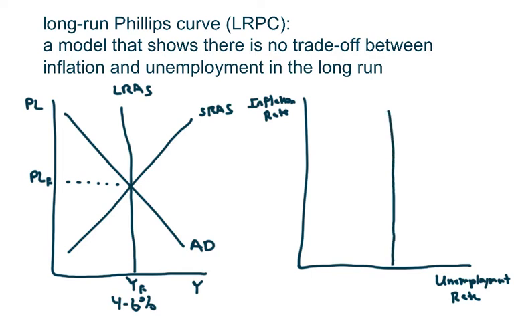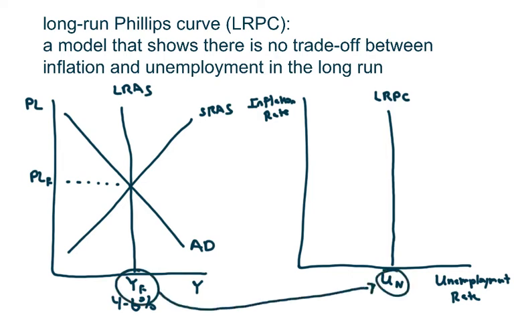It's going to look like this. It's going to be vertical, just like the long run aggregate supply curve, because it's showing that it doesn't matter what inflation is, you're still going to be at that natural rate of unemployment. We'll call this UN for the natural rate of unemployment. So when the LRPC curve hits the x-axis, that's the natural rate of unemployment. That's what's associated with YF. These two values are connected: it's the output at long run and the amount of people unemployed at long run.